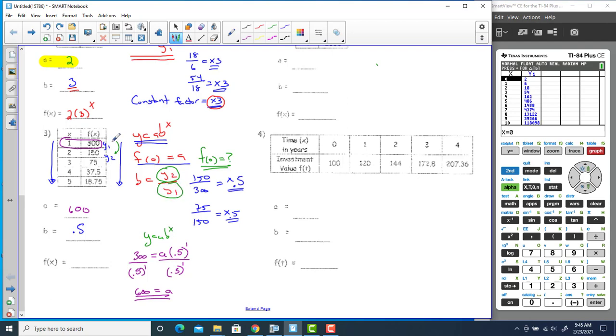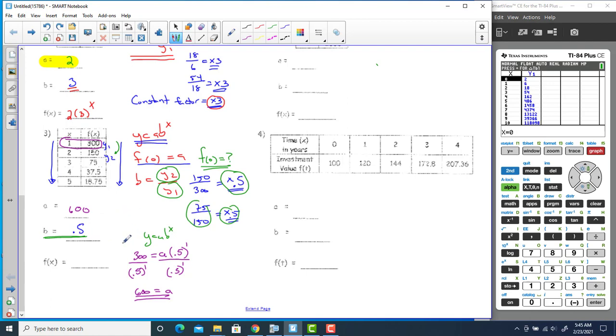I label the output values y1 and y2. First output value is 300, and second is 150. If I divide the second value by the first, 150 by 300, it's only half as large. If I divide any amount in the table by the previous amount, they're only half as large as the previous amount. Therefore, we must be multiplying by 0.5 over and over again. That is our constant factor.